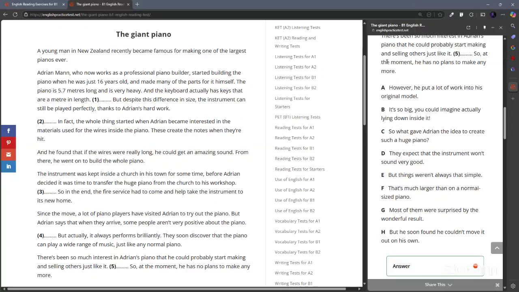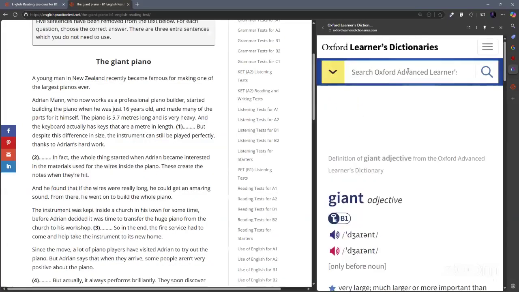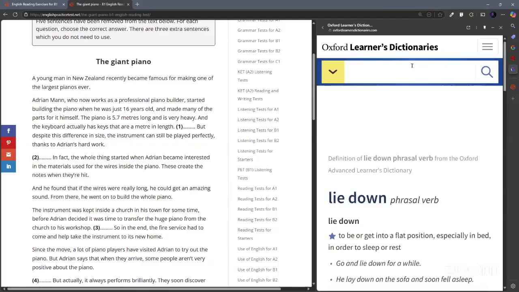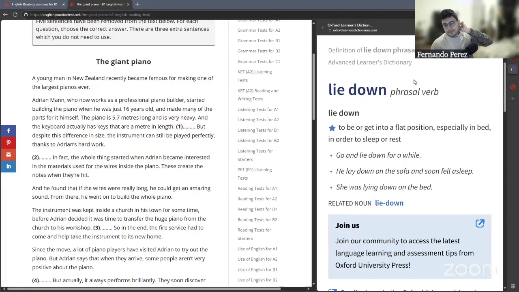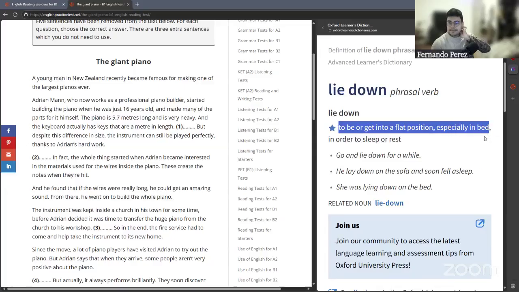So, everybody, open glossary. To lie down is to be or get into a flat position, especially in your bed. When you go to sleep, you lie down for a minute. You lie down and you put your blanket on and you lie down to sleep.